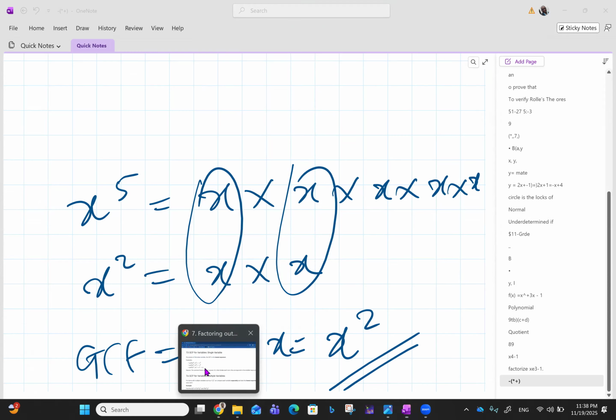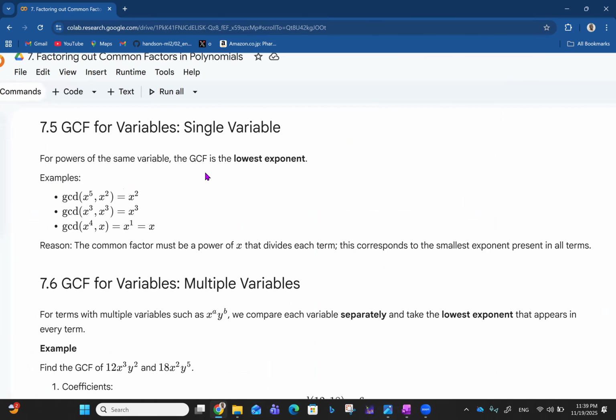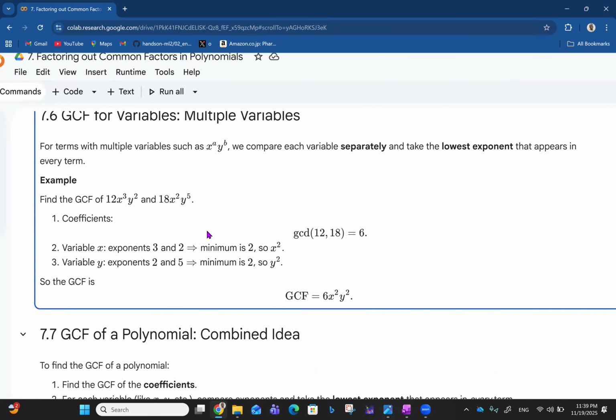So that's exactly what is playing out here. For x cubed and x cubed, the greatest common factor is x cubed. For x to the 4 and x to the 1, the greatest common factor is x to the 1, which is simply x. The reason is that the common factor must be a power of x that divides each term, so this corresponds to the smallest exponent present in all terms. The greatest common factor has to divide both terms, right? And that is why we have the results we have.